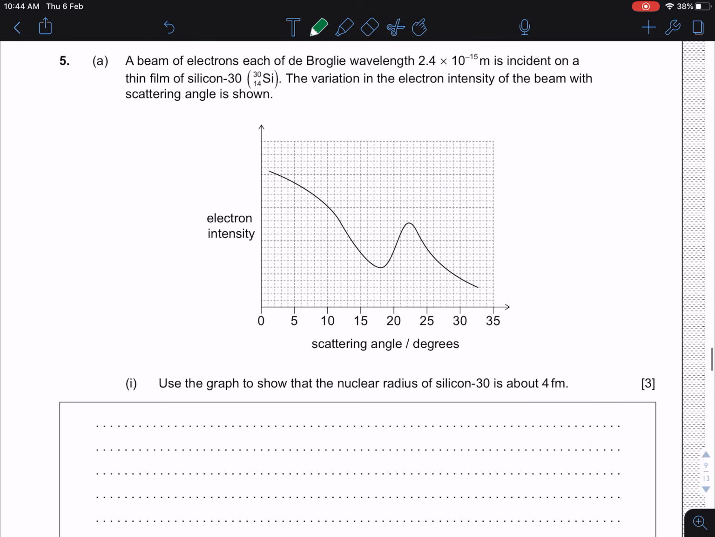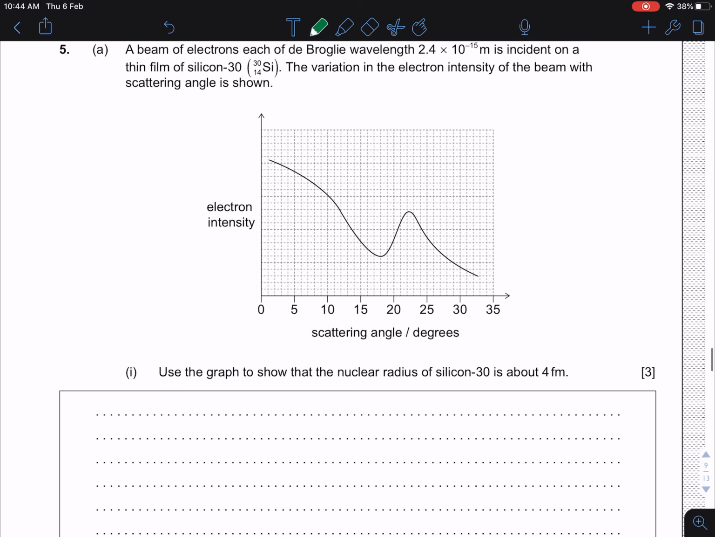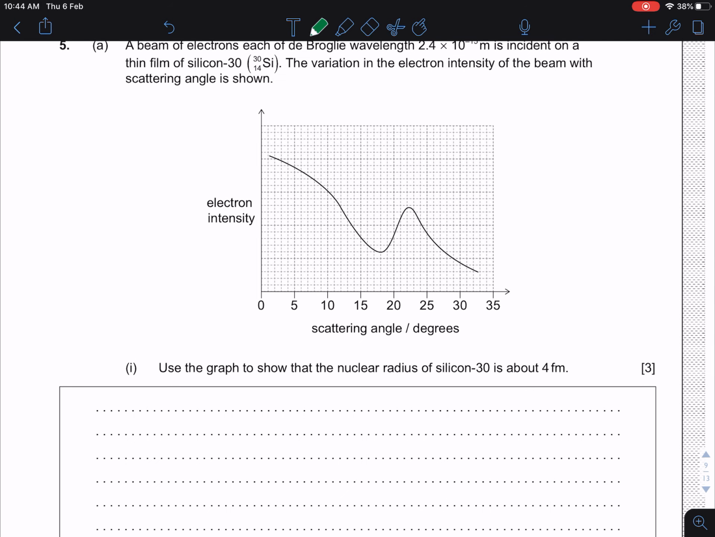Okay, the first part of question 5 is a tricky one because you have to spot that this is electron diffraction, and you're looking at the diffraction pattern here on the graph. So this would be the central maximum here, your first minimum, and your secondary maximum there. So you treat the nucleus like a kind of single slit.